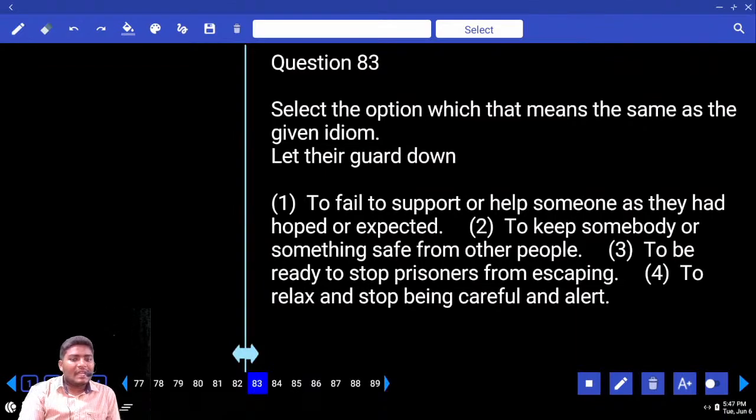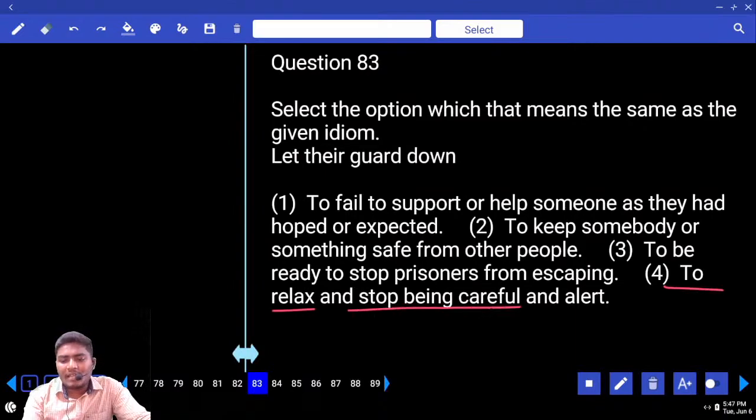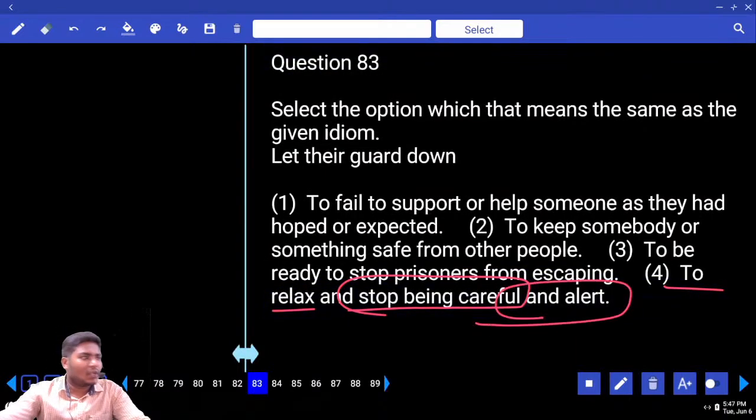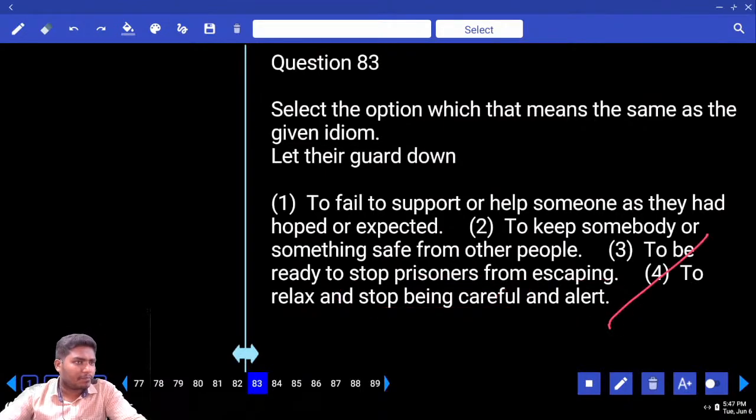And this one, letting their guard down, is nothing but, which is your answer? Can you tell me? To relax and stop being very careful and alert. That means they don't want to play at all. That is called letting their guard down. That means they don't want any more protection. Answer comes with the fourth one.